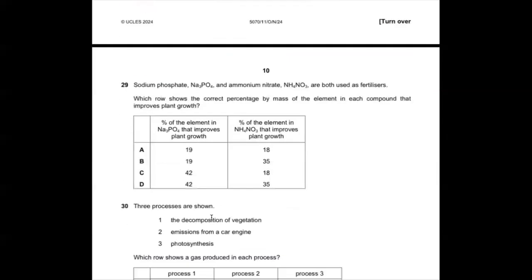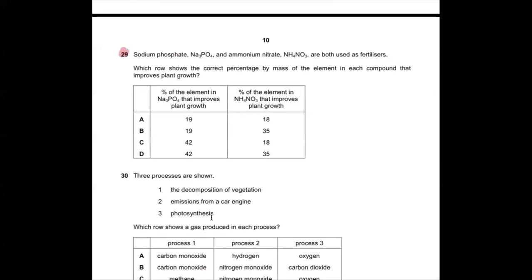Sodium phosphate Na3PO4 and ammonium nitrate NH4NO3 are both used as fertilizers. Which row shows the correct percentage by mass of the element in each compound that improves plant growth? So that is the nitrogen only. So we have to work out the percentage of nitrogen. And phosphorus. So basically nitrogen, phosphorus, and potassium.